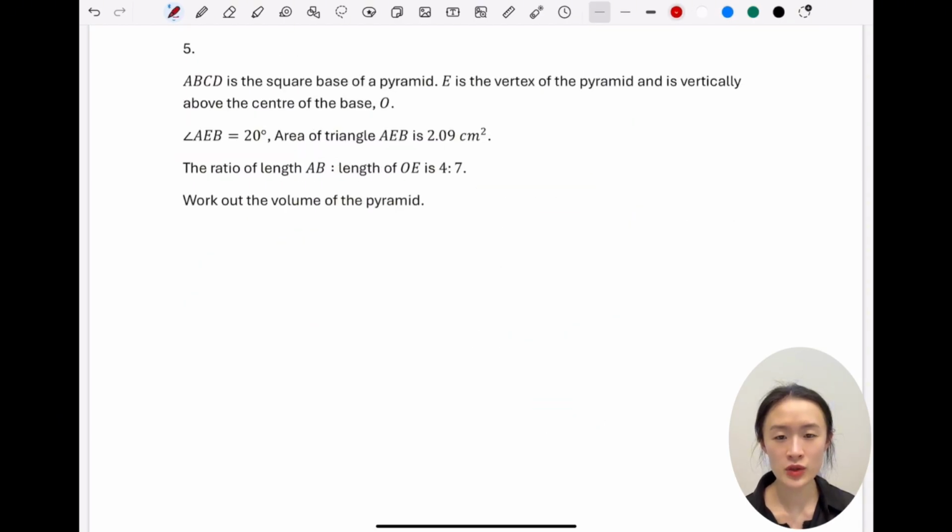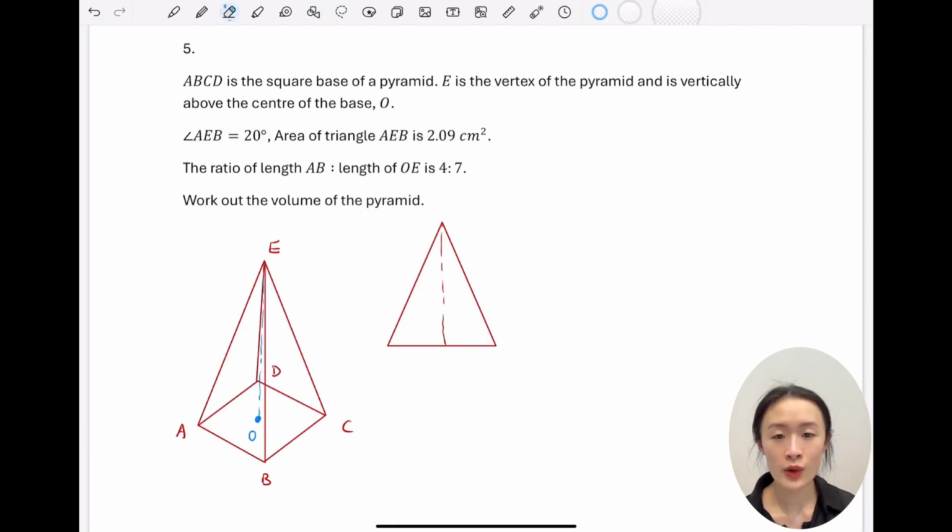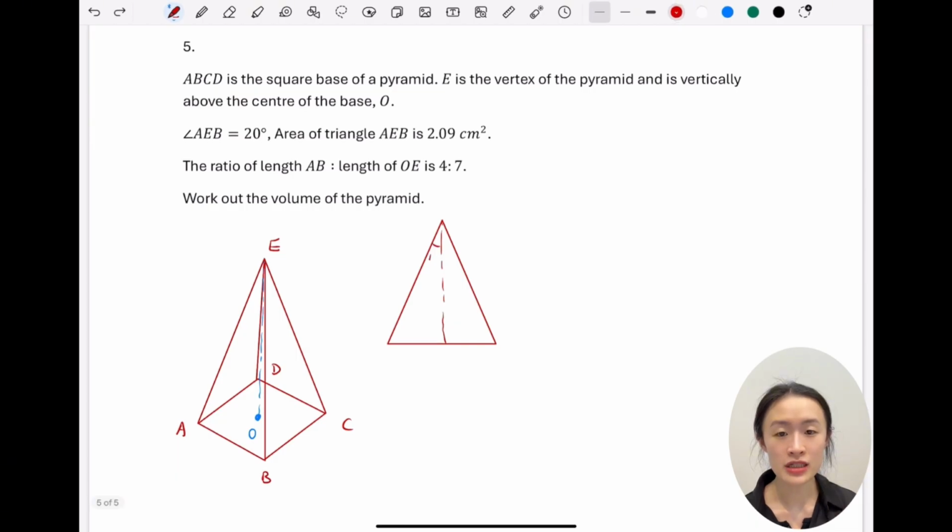Now in this question, we are told that ABCD is the base of a square pyramid. E is the vertex that is vertically above the point O. We are told that AEB is 20 degrees, and the area of this triangle is 2.09. To get ourselves a sketch of the triangle ABE, just so that we can see it easily, this is an isosceles triangle, so AE is equal to BE. Therefore, this height is a perpendicular bisector of the base, and also the angle bisector.